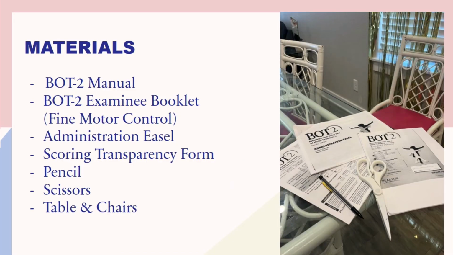And so for the materials, we needed the BOT-2 manual, the BOT-2 examining booklet, specifically the fine motor control booklet, the administration easel, the scoring transparency form, the pencil, the scissors, and a table and chairs to complete the exam. And these are all pictured next to the words.